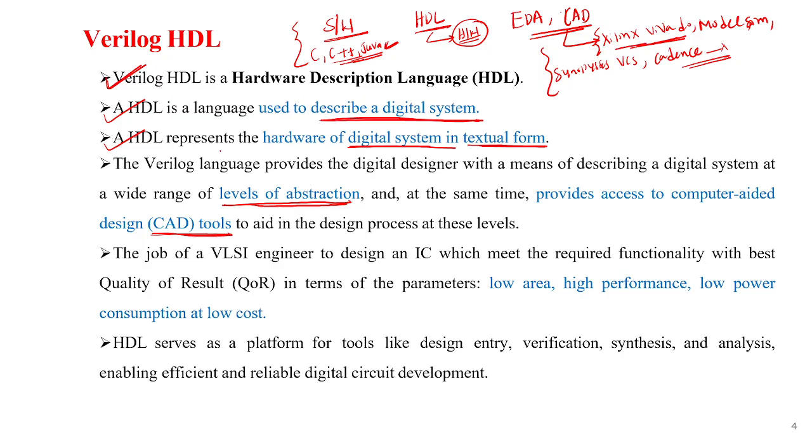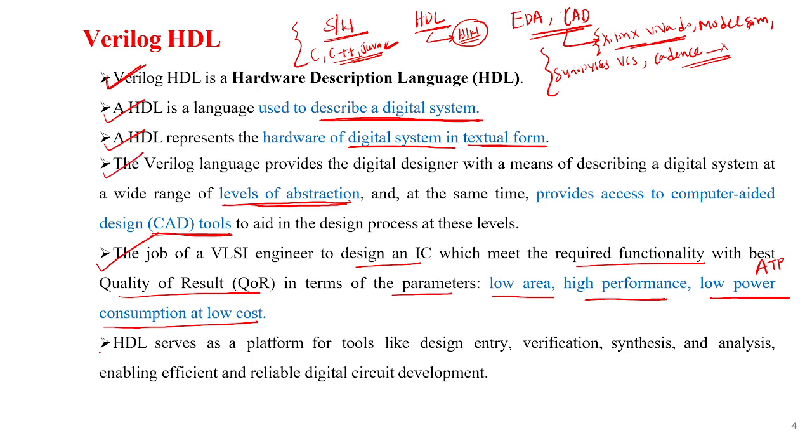So, what is the job of a VLSI engineer? They need to design an IC that meets the required functionality with the best quality of result. In terms of what I told you in the last class, those are nothing but ATP: area, time, and power. So it should take low area, high performance, and low power. It should be very fast, with low power consumption at low cost. So this is the job of our VLSI engineer, okay.